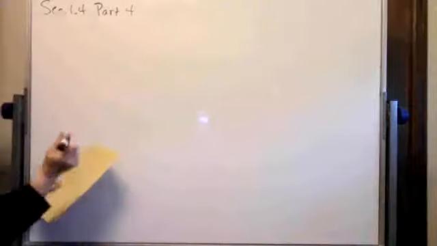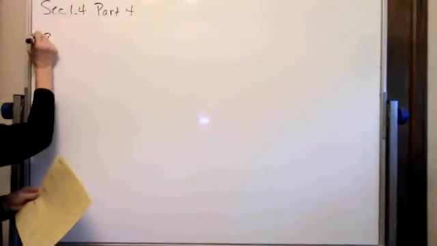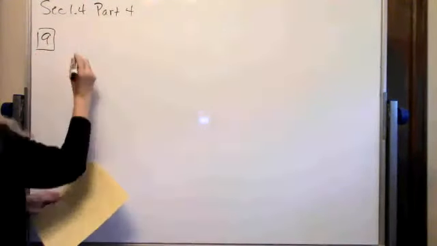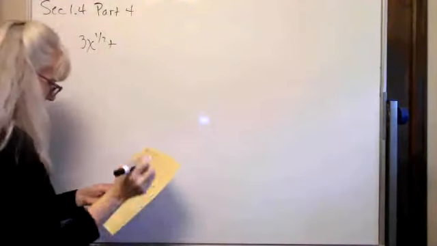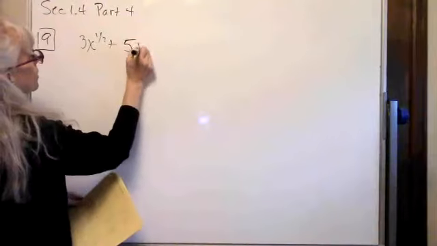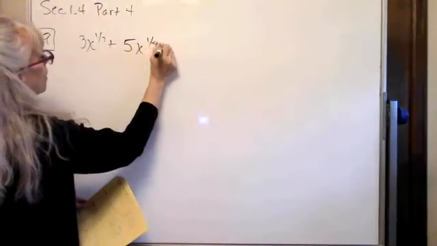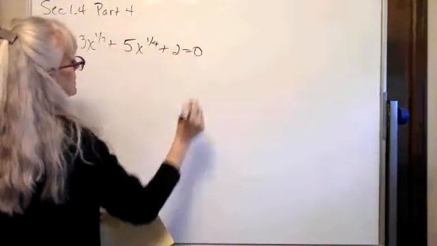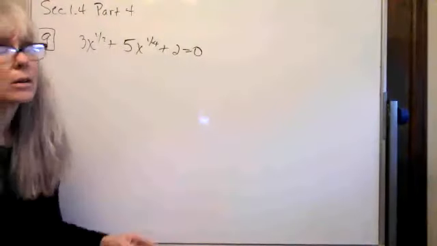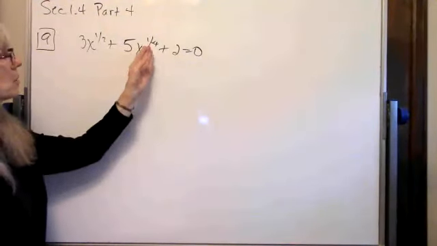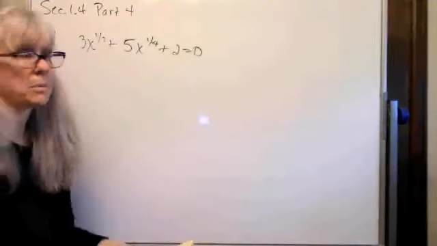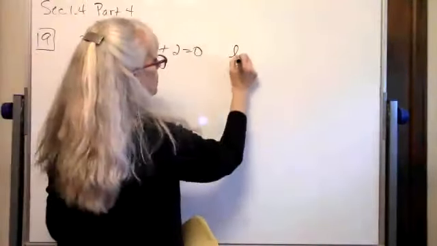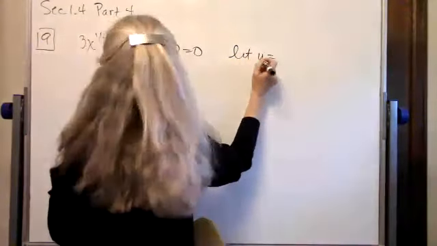So this is example 9. Example 9, we have 3x to the 1/2 plus 5x to the 1/4 plus 2 is equal to 0. So I look at that, and before you freak out, let's notice that the middle exponent is 1/4. That is, yes, indeed, half of 1/2. So it's a substitution problem. We're going to come in and we're going to let u equal x to the 1/4.